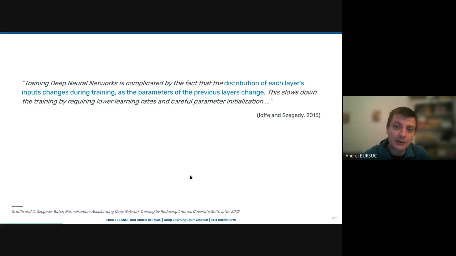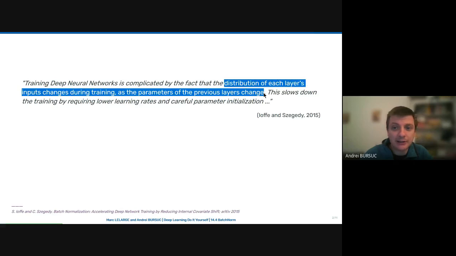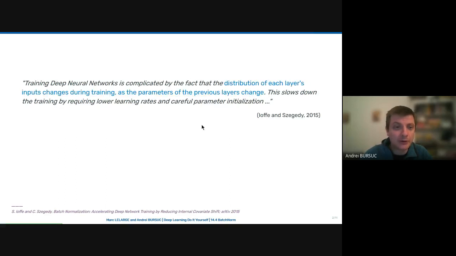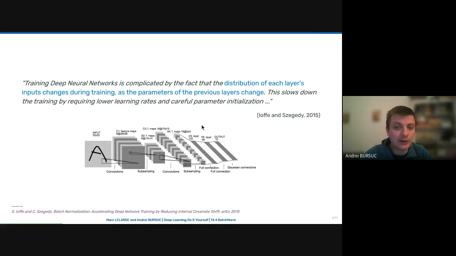What they say is that training deep neural networks is complicated by the fact that the distribution of each layer's input changes during training as the parameters of the previous layers change. This slows down the training by requiring lower learning rates and care for parameter initialization. When we look at an architecture, we can see what they mean. Here I take explicitly a simple network, but imagine that you have several hundreds of mini batches that go along this neural network.